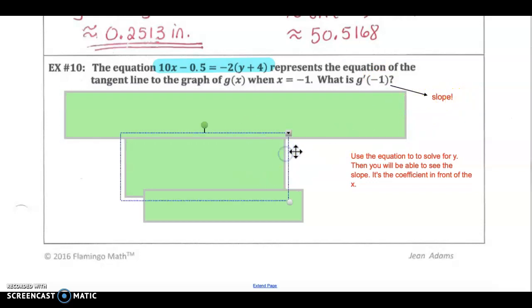So, oops, those are the answers. It's not what I want to cover. So all we have to do is we take this equation that I highlighted in blue, and use that equation to solve for y. And then you'll be able to see the slope.